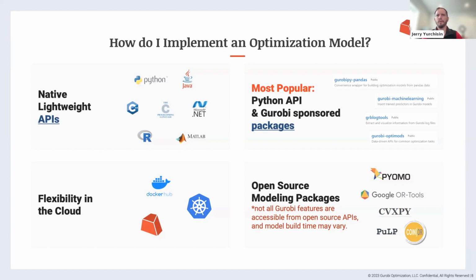And then if you want to use an open source modeling package, something like Pulp or Pyomo, those are very popular ways to do mathematical optimization in Python. You can call Gurobi from there, but you won't have access to all the features, and it's not something that we officially support, but it is something that you can use if you'd like to.